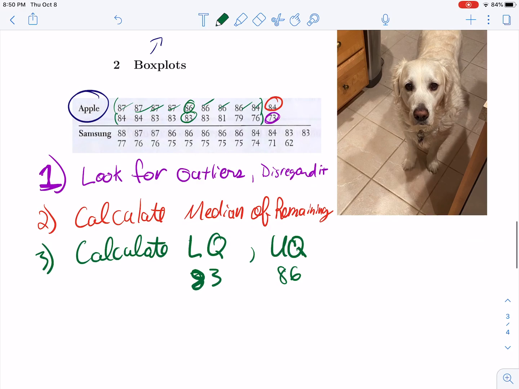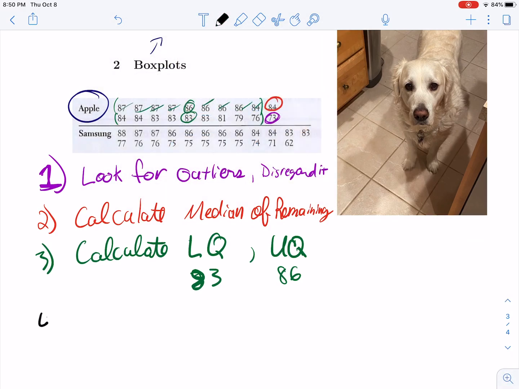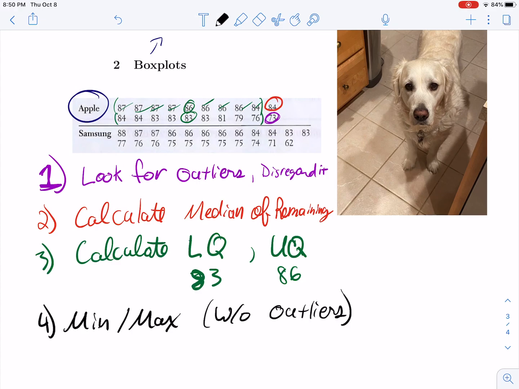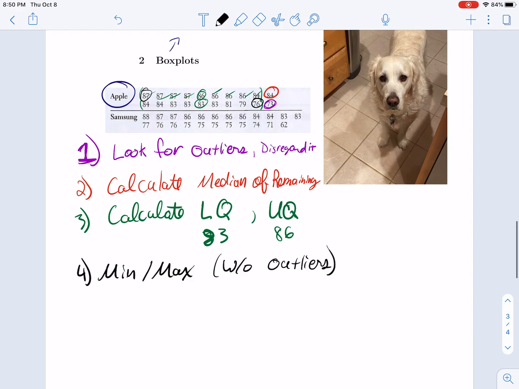We also need the min and max, so min and max without outliers. All right, so we disregard the outliers. We have our min is 76, our max is 87. Okay? And then we can draw as follows.